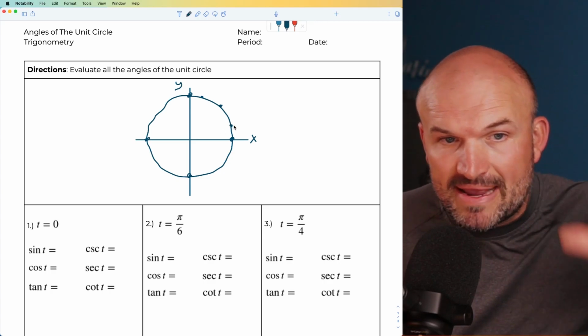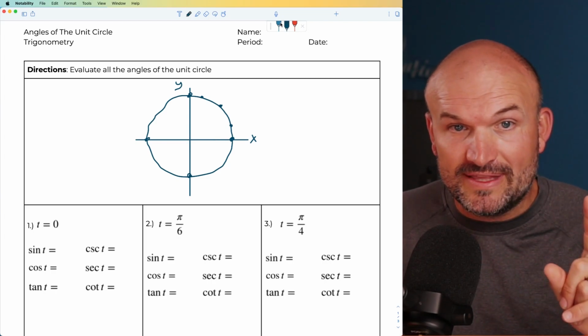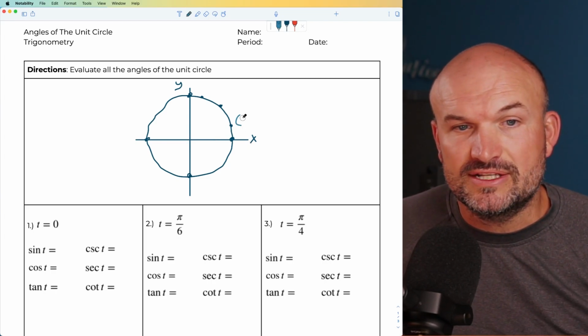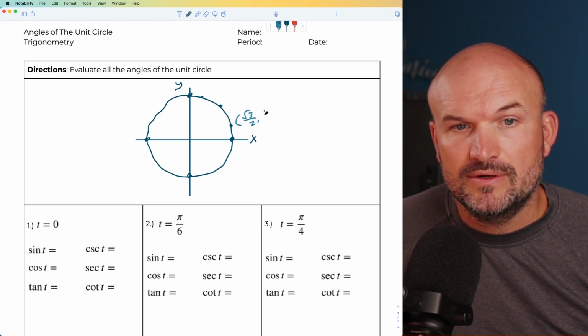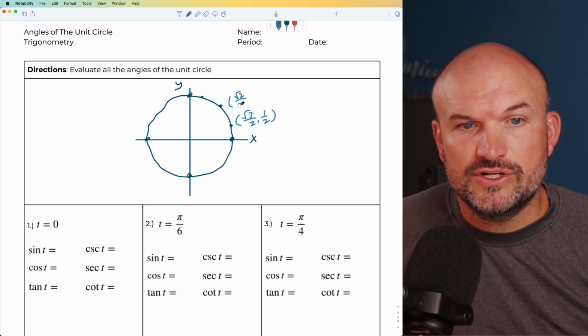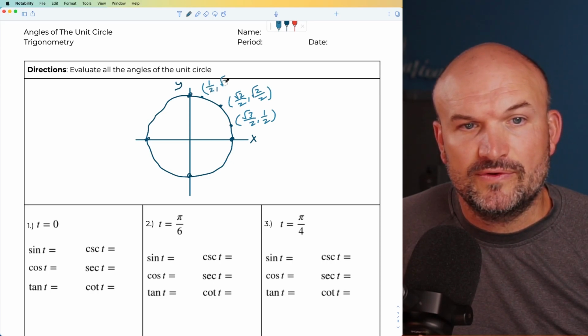If you're going to be evaluating the unit circle, you have to know these points, okay? You have to know these. The first one are these 3 coordinate points. This is going to be square root of 3 over 2, comma, half. This one is going to be square root of 2 over 2, comma, square root of 2 over 2. And this point is going to be 1/2, comma, square root of 3 over 2.